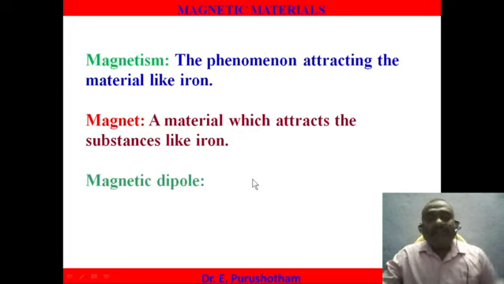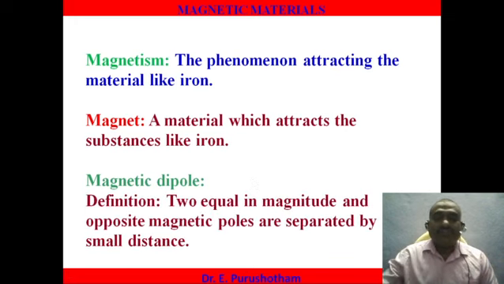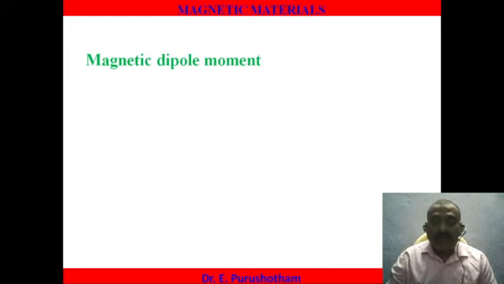What is a magnetic dipole? Definition: two equal in magnitude and opposite magnetic poles separated by a small distance, that is 2L, is called a magnetic dipole. We have a south pole and a north pole, and the distance between the south and north pole is equal to 2L.